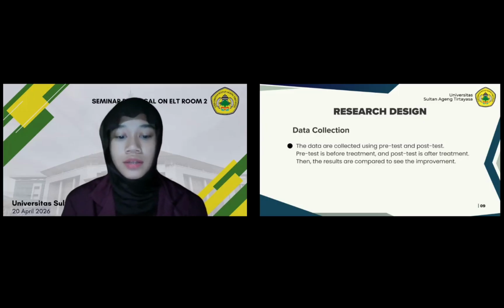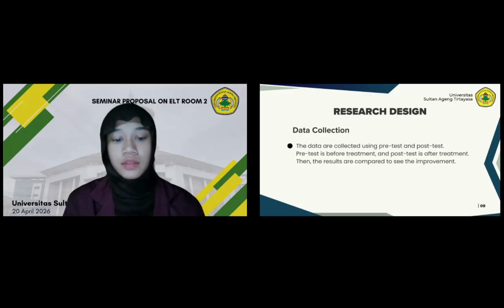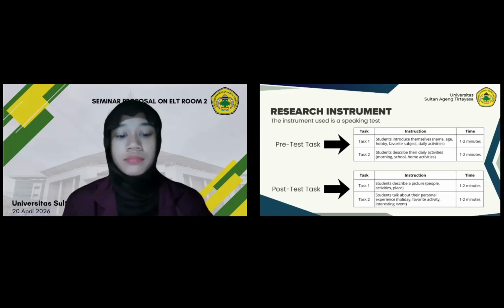First, the pre-test is conducted to know the student's ability before the treatment. Then the experimental group is taught using the DART method for several meetings. After that, the post-test is conducted to see the improvement. So from these two tests, I can compare the results.